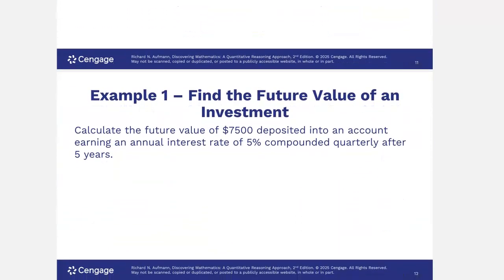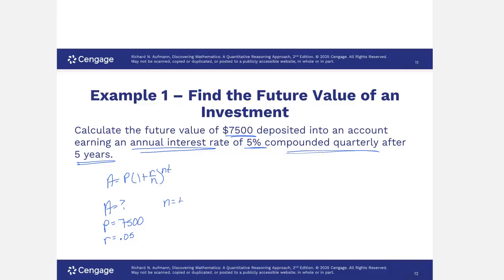So let's look at an example. We want to calculate the future value of $7,500 that's deposited into an account earning annual interest at a rate of 5% compounded quarterly after 5 years. So we know we're going to use our formula, P times 1 plus r over n to the nt. We don't know the future amount. That's what we're looking for. $7,500 was invested. Interest rate is 5%, which is 0.05. The number of compounding periods is 4 because it's compounded quarterly, so that would be 4 times a year. And time is 5.